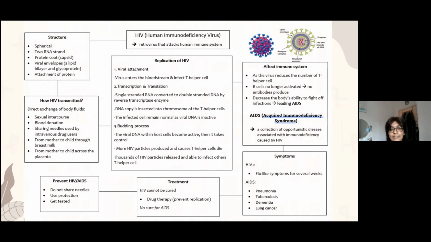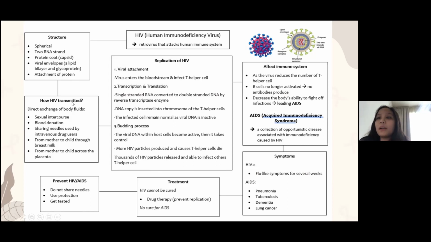Okay, so this is the summary chart. HIV stands for human immunodeficiency virus. It is a retrovirus that attacks the human immune system. Earlier we have already seen the structure of the HIV virus. So we know it is spherical. It is composed of 2 RNA strands. There is a protein coat called the capsid. The viral envelope, which is the outermost layer, is a lipid bilayer with glycoproteins as attachment proteins. And I'll pass it on to Rebecca.